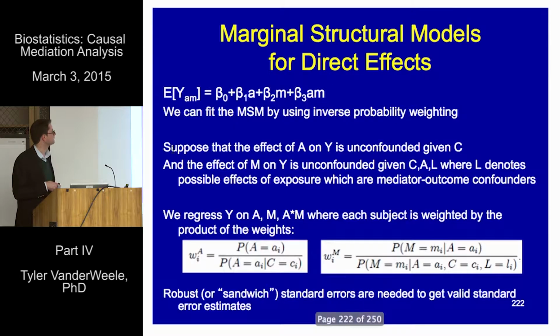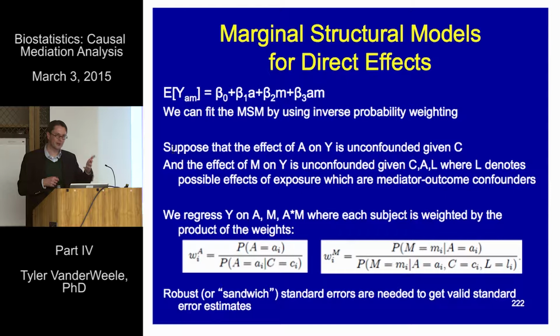So how can we fit it? Well, the only way we can really make progress is by utilizing our confounding assumptions. There's no magic going on here. It's those confounding assumptions which allow us to fit this model. So if we're willing to assume that the effect of the exposure on the outcome is unconfounded, conditional on our covariates, and the effect of the mediator on the outcome is unconfounded, conditional on our covariates, exposure, and our intermediate confounder L, we can proceed as follows.